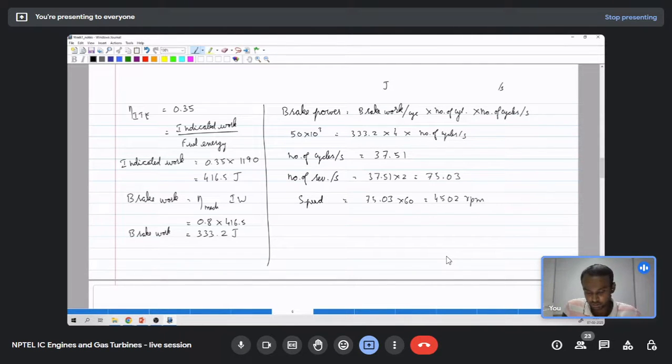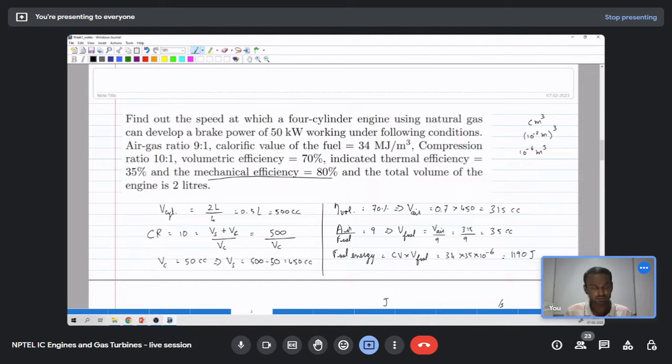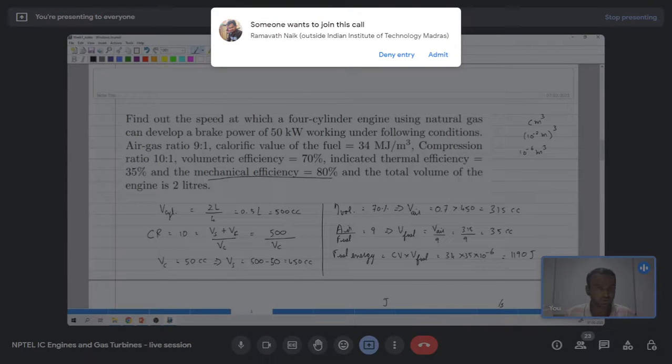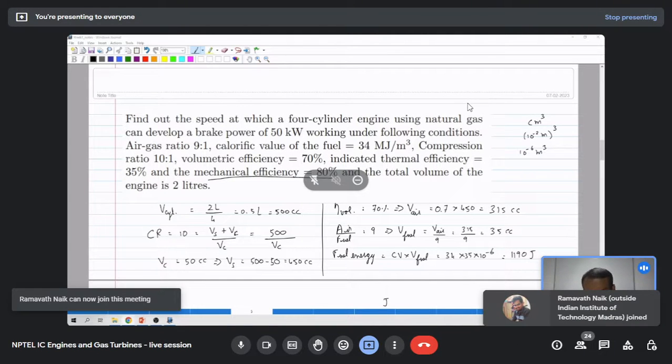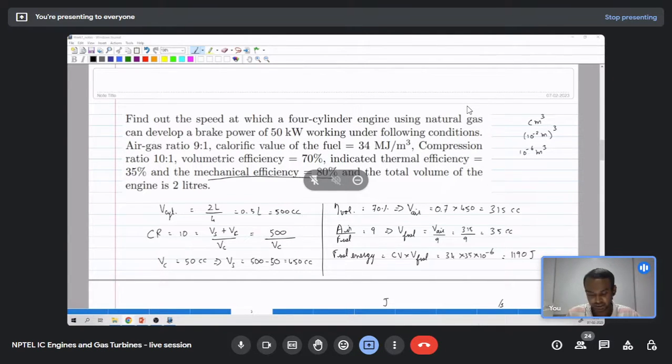Any questions, any doubts with the problem? I will go through the problem once. So we have to find the speed of a 4-cylinder engine which uses natural gas that can develop a brake power of 50 kilowatt working with the following conditions. The air gas ratio is 9:1, calorific value is 34 megajoules per meter cube, compression ratio is 10, volumetric efficiency is 70%, indicated thermal efficiency is 35%, mechanical efficiency is 80%, and total volume of the engine is 2 liters. So this is total volume. It should not be confused with the swept volume.